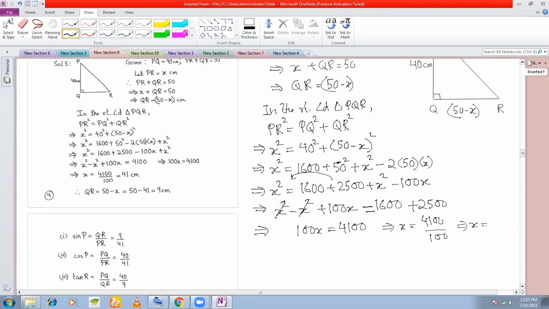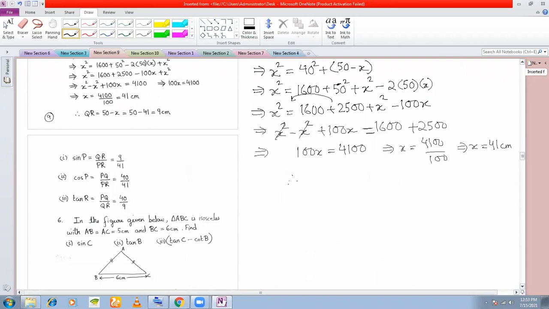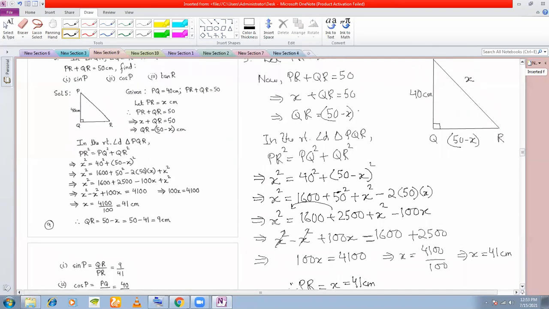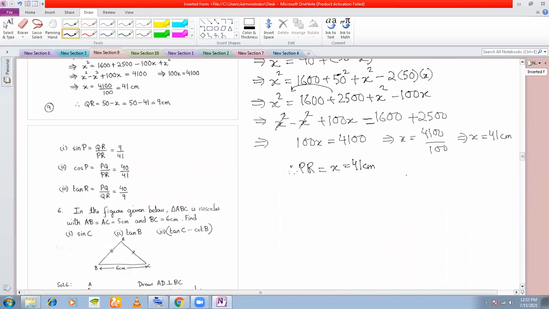That means you get x is equal to 41 centimeters. So therefore, what is the length of PR here? Therefore, PR is equal to x is equal to 41 centimeters. And what was the length of QR? QR was 50 minus x. So QR is equal to 50 minus x, which is 50 minus 41, equal to 9 centimeters.